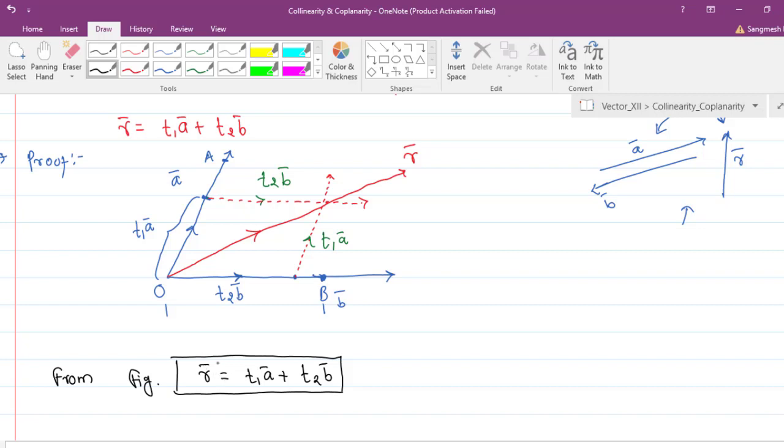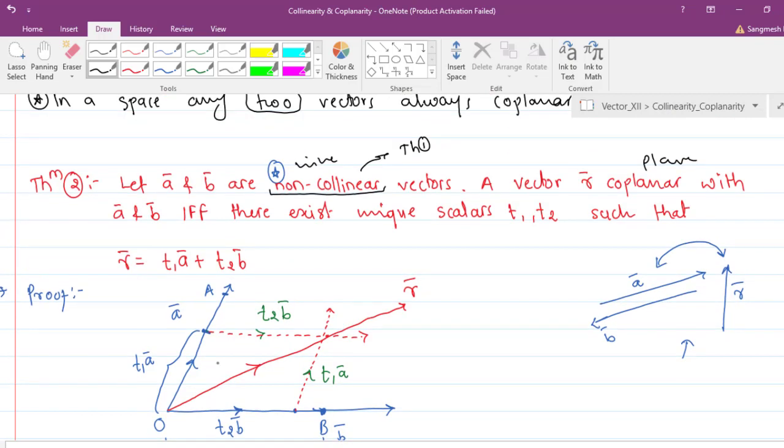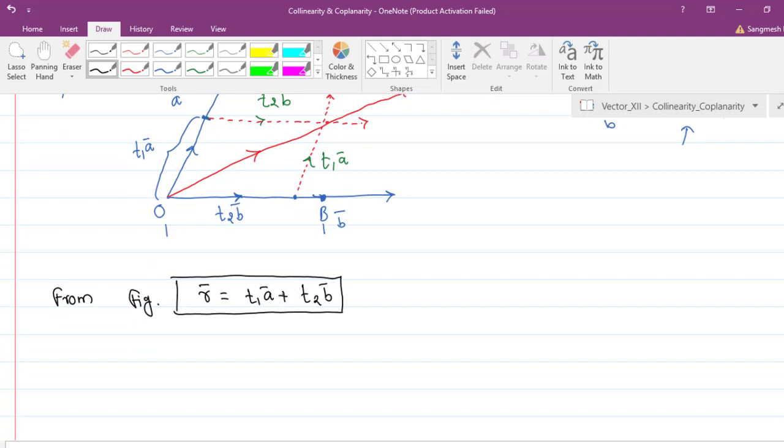Means what? Now how can we make use of this theorem? If any vector is a combination of two vectors like this, this is known as the linear combination. Very important term, linear combination. This is nothing but the linear combination of the two vectors, linear combination of A bar and B bar.